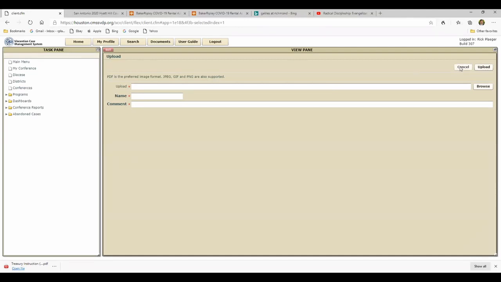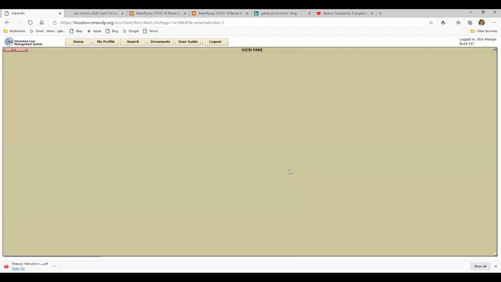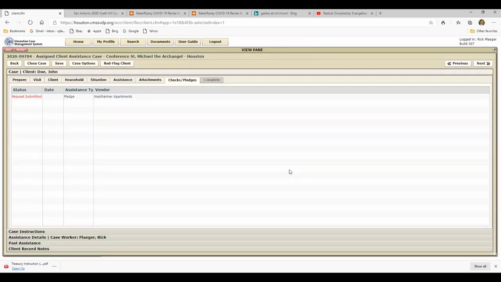I'm not attaching a document now. I'm just going to cancel out of this and get back to the attachments tab. You go to next, and many people don't have any attachments. Again, this is something that's helpful, particularly if you have a receipt or something that you want to have available in the case that we're audited. So now you're at the Checks Pledges tab. And this is typically where you are complete. You don't need to do anything further at this point, because what will happen is that the treasurer will, and first of all, notice that it says request submitted.